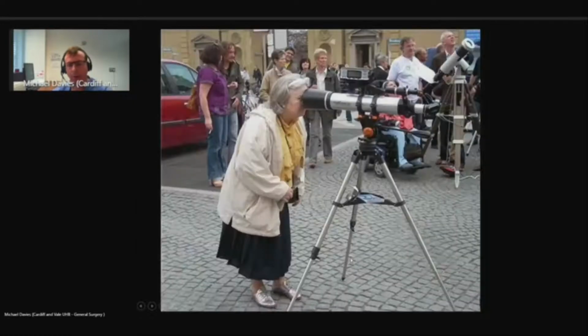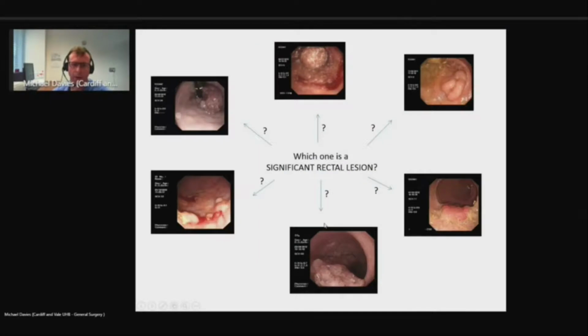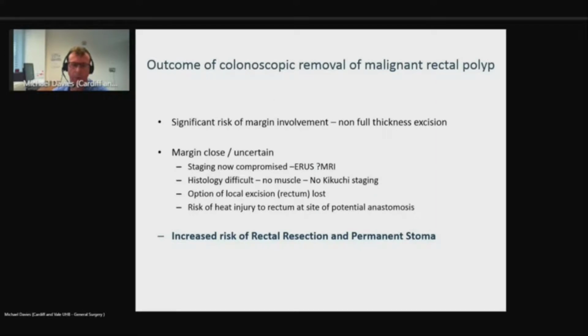The other problem scenario is the unexpected cancer. And I sometimes think that I'm looking at the wrong end of the telescope like this lady. If I can just outline a scenario. We see many rectal lesions when we're scoping patients, and the question is which of these could be a cancer? The risk is if we just remove all rectal polyps without some thought, we have a non-full thickness excision, there's a significant risk of margin involvement. The margin's close or uncertain. We may have added some heat injury to the rectum at a site of potential anastomosis, and all of these increase the risk of rectal resection and permanent stoma.